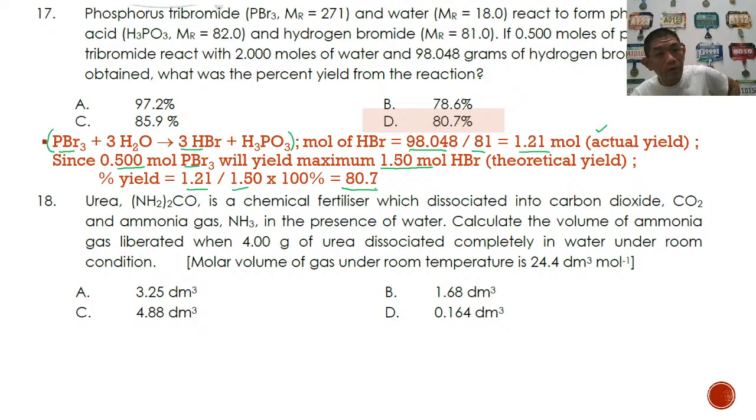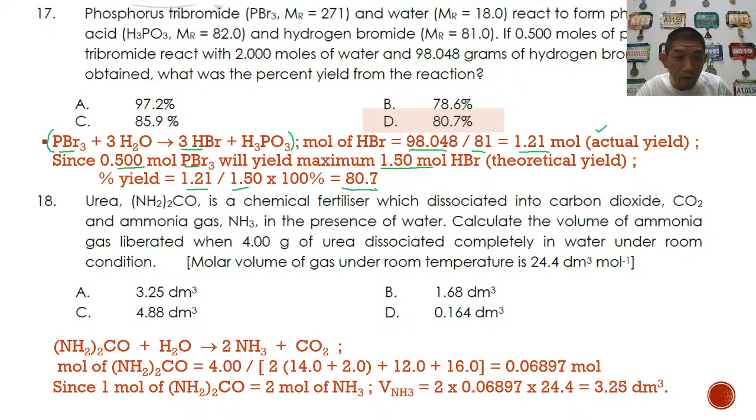Number 18, urea (NH2)2CO is a chemical fertilizer which dissociates into carbon dioxide and ammonia gas NH3 in the presence of water. So calculate the volume of ammonia gas liberated when 4.00 gram of urea dissociates completely in water under room conditions. So given to you, the molar volume is 24.4. So in here you have to build up the equation.